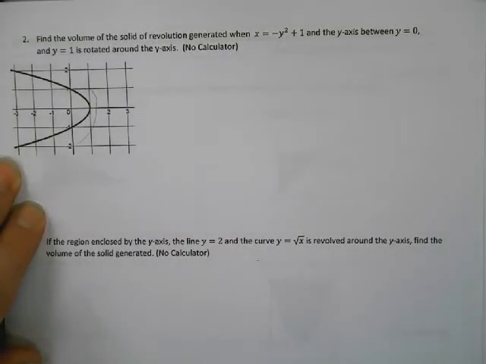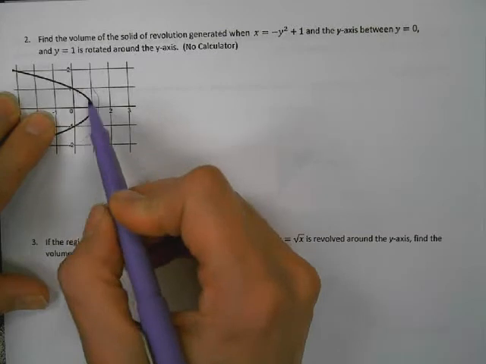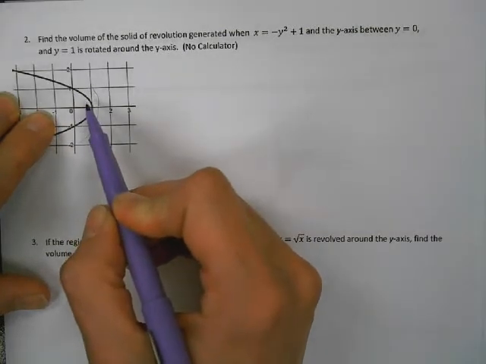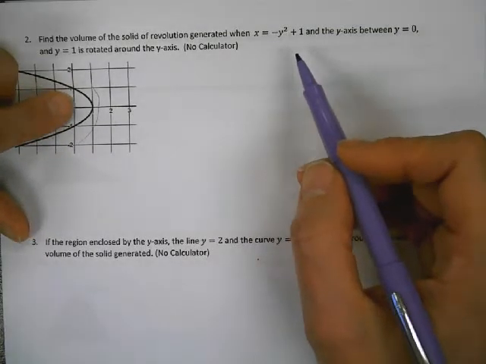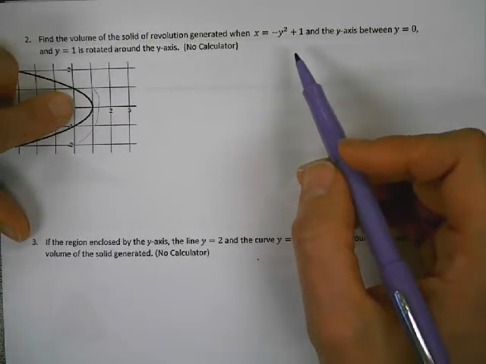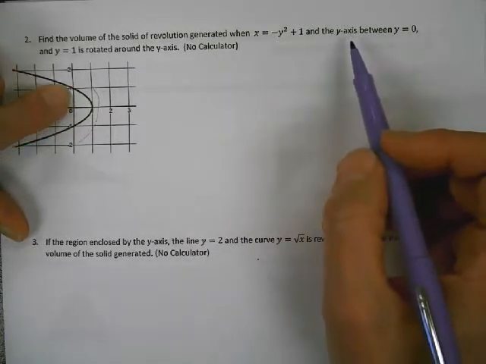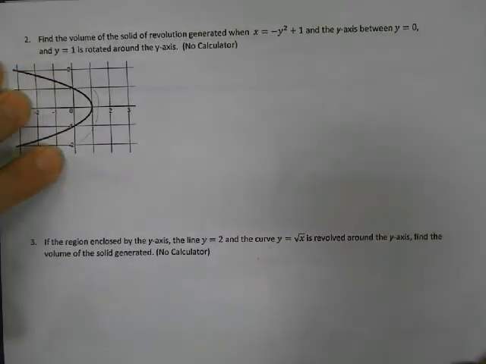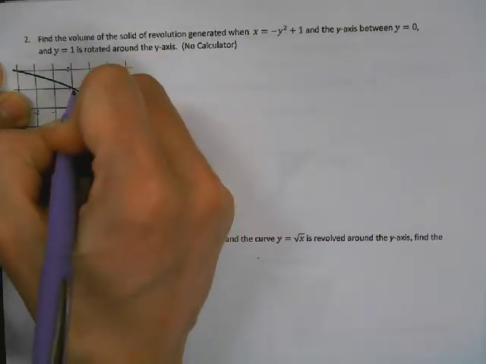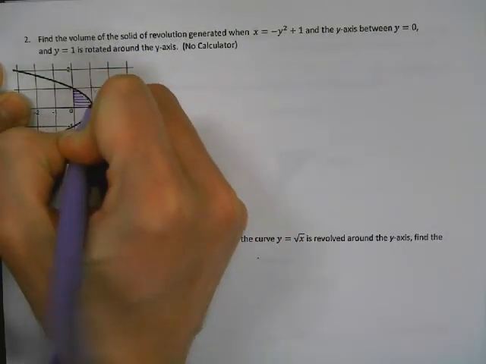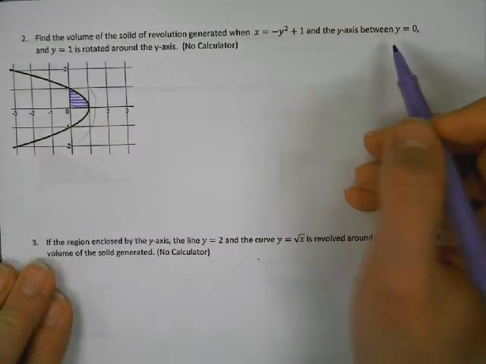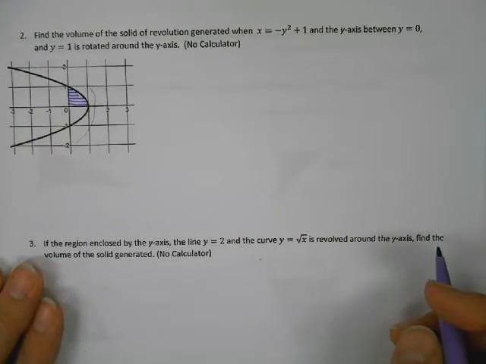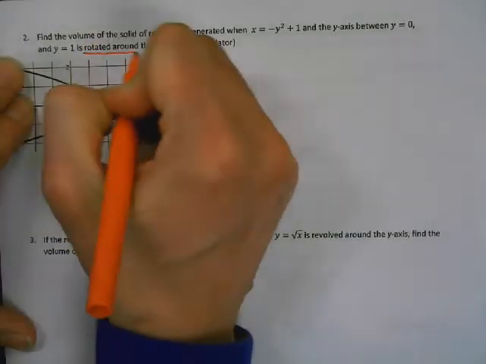So a few things here. Let's get our region. We know it's bounded by this curve, it's bounded by the y-axis, and I'm going between y equals 0 and y equals 1. So from 0 to 1 is just this piece here, right? We don't want to go here because it's saying it's between y equals 0 and y equals 1. So that's the region that we're going to rotate, right? And now it said we're rotating around the y-axis.